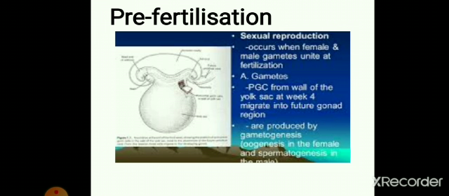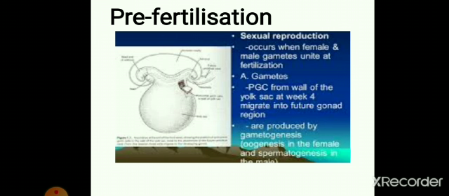Pre-fertilization is the first stage of sexual reproduction. In this stage, gamete formation and transfer of gametes take place. In animals, males and females have different reproductive organs. The male reproductive organ is called testis and the female reproductive organ is called ovary.